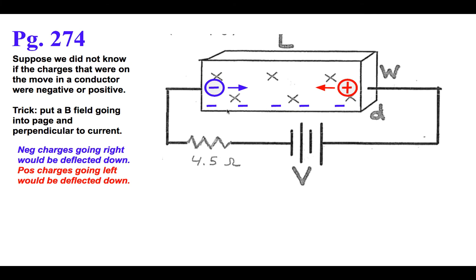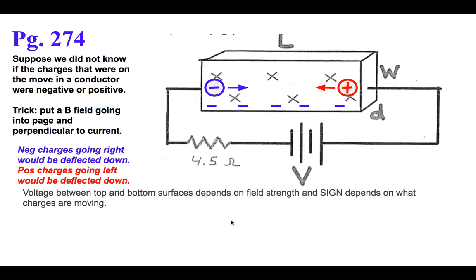So in a block of copper, this side would develop negative charge. In certain semiconductors, it actually behaves like it's positive charges on the move, and this side will develop positive instead of negative. What I'm showing here in the schematic is what you would see for something like copper. Again, the voltage between the top and bottom surfaces depends on how strong this field is, and the sign depends on what the charge carriers are.